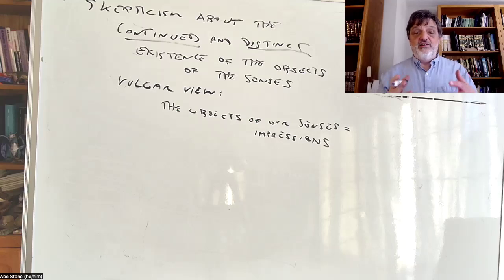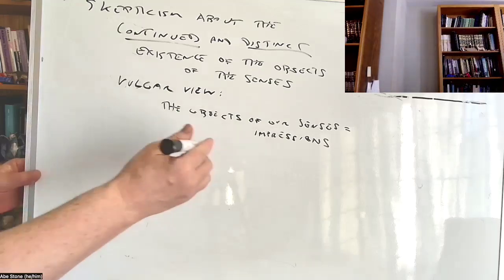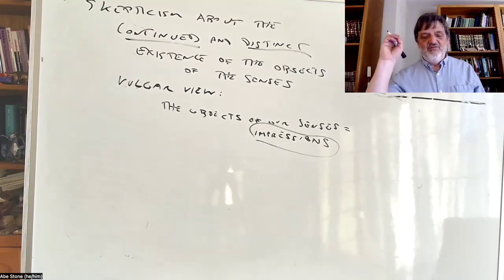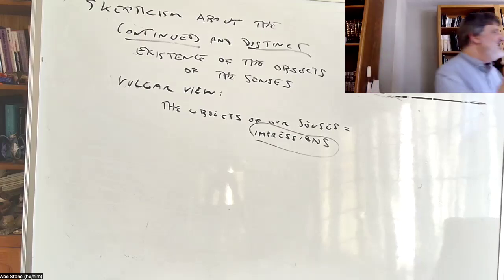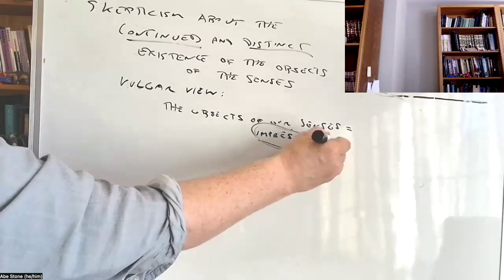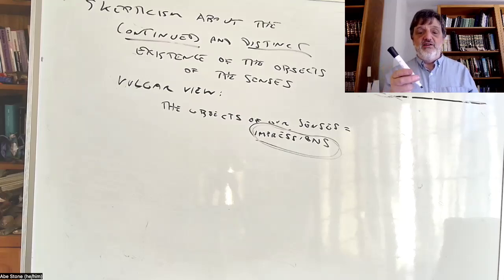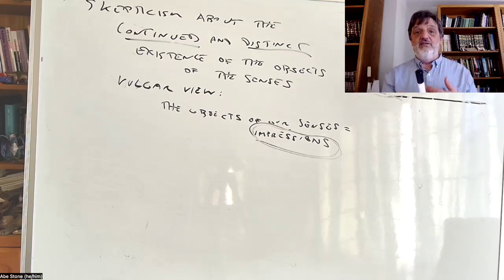That is, the objects of the senses are the very beings that our mind perceives. Of course, the vulgar wouldn't describe it this way. We're speaking with the learned and thinking with the vulgar, I guess. They wouldn't say, "this pen is an impression." But that's really what they think, because they don't think that there's something else between their mind and the pen. The very thing that's present in their mind, they think, is the pen.